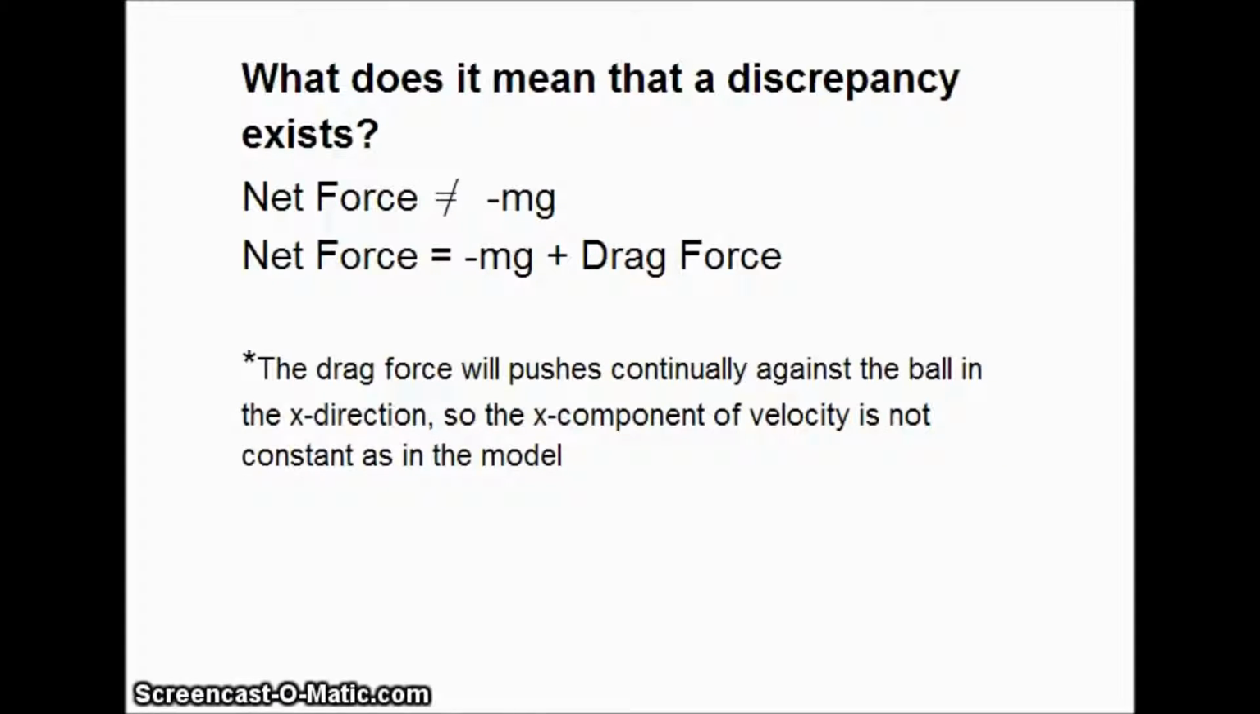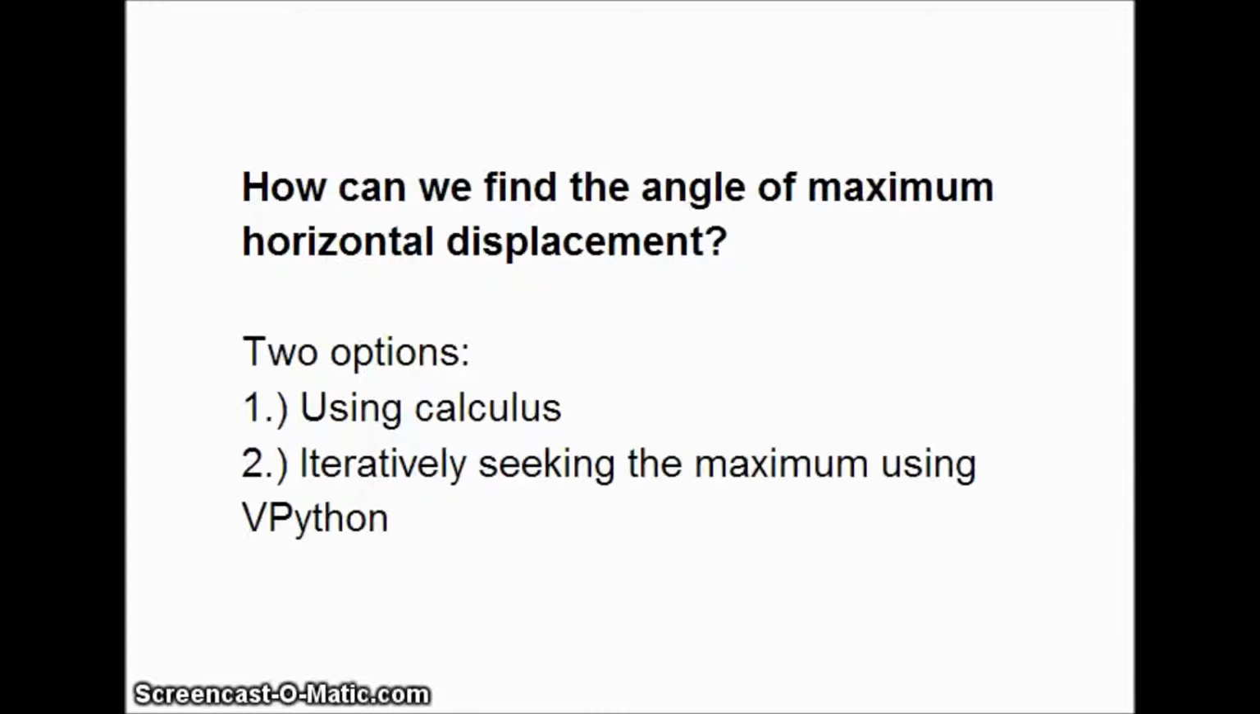So what does it mean that a discrepancy exists between the model and what we actually found using Tracker? In short, it means that there are external forces acting upon the wiffle ball that we didn't account for in the model, notably the drag force. The drag force will continually push against the ball in the x direction, so the x component of the velocity is not constant. So how can we find the angle of maximum horizontal displacement?